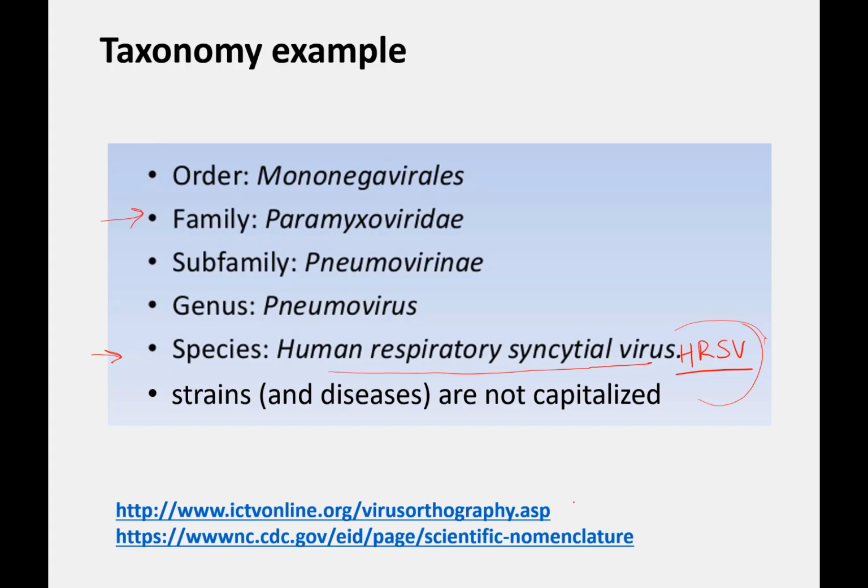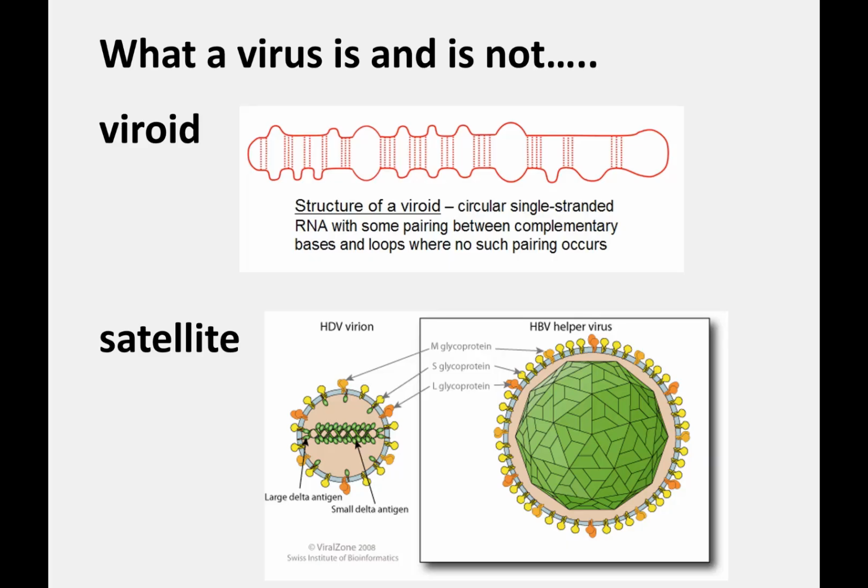Okay, just to end this talk, what a virus is and is not. You may come across these terms called a viroid. A viroid is a single-stranded RNA molecule that does not encode any protein. These are only found in plants.